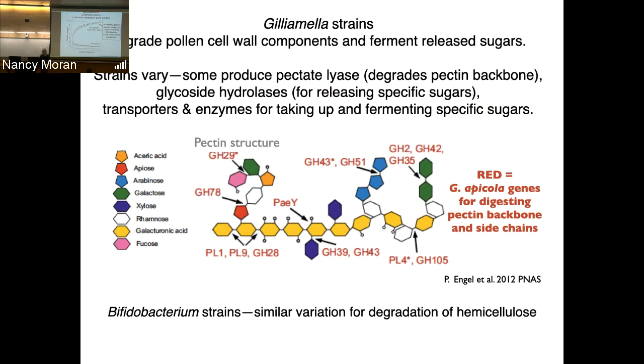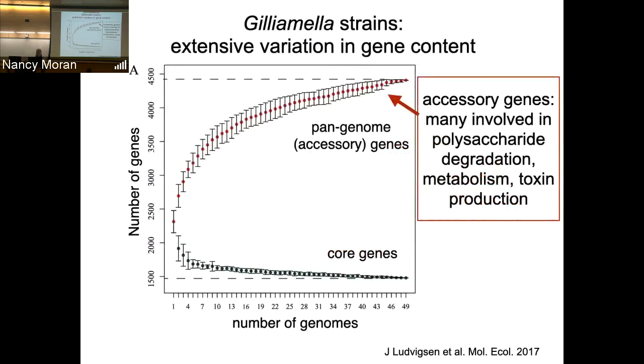So if we look at Gilliamella strains in particular, like many bacteria, there's this large accessory genome, right? There's a pangenome that includes a large set of genes, whereas any one genome doesn't have all of those. And so this is looking at a bunch of genomes. If you look at the shared genes, it decreases over time, and so there's about 1,500 shared genes, but there's all these extra genes that can be in particular strains.